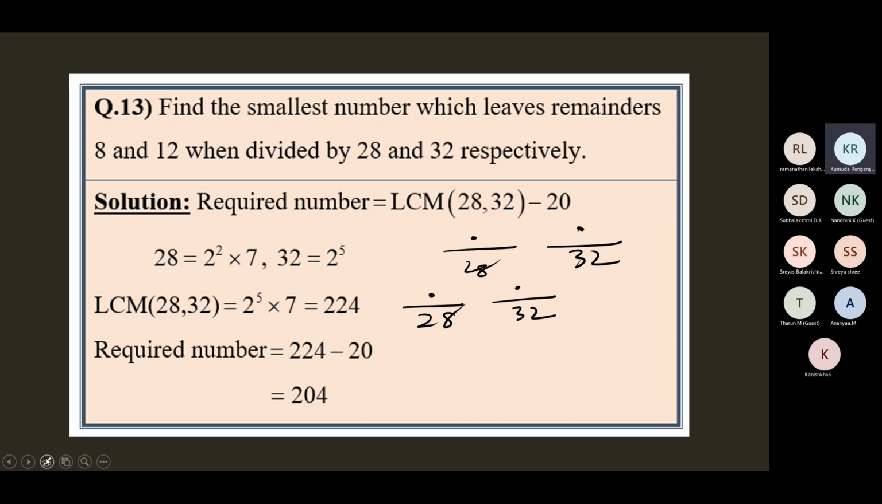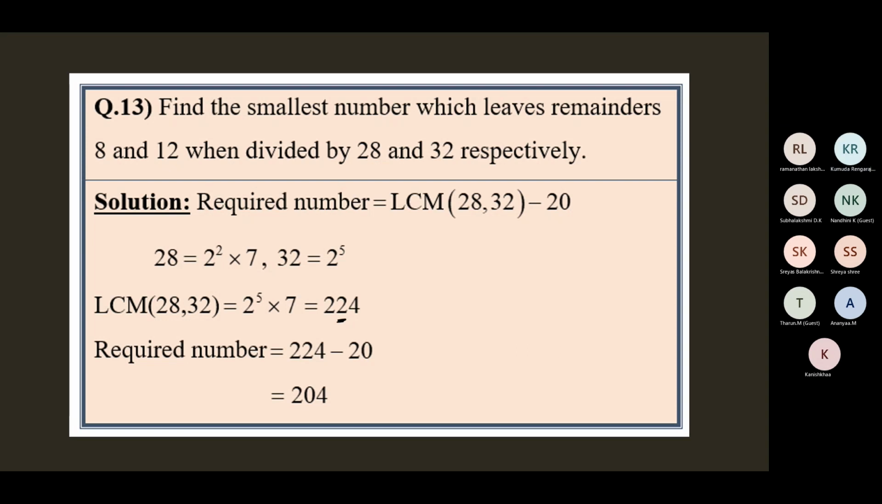So since you have to find the numerator, it is the LCM. When you're finding the LCM, don't change the given numbers. Find the LCM of the given numbers 28 and 32, and you get the LCM as 224. Now the remainders are different. Now let's take it up one by one. So 224 is exactly divisible by 28. But they want a remainder 8.